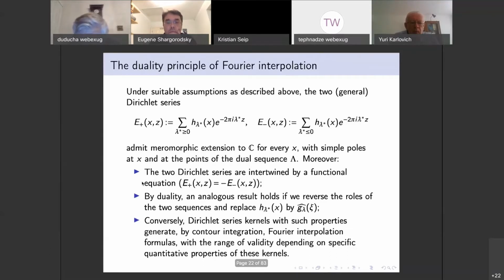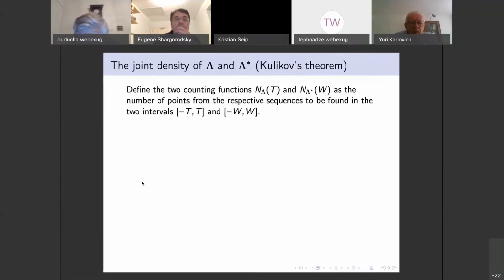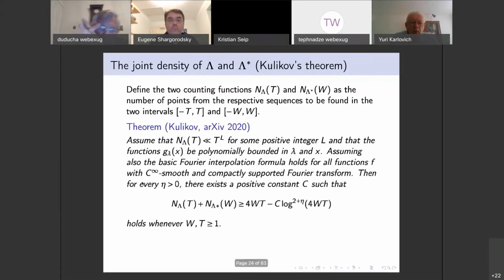Okay, then let's move on to the next slide. So now I come to the uncertainty principle. It's very natural to ask what are the properties that you have to require from two sequences, lambda and lambda star, for something like this to happen. And Kulikov found recently that there is a density condition which is quite similar to what is known from time frequency analysis. So what we do is count the number of points from one sequence, the lambda sequence, on the interval from minus t to t, and we count the number of the other sequence, lambda star, from minus w to w.